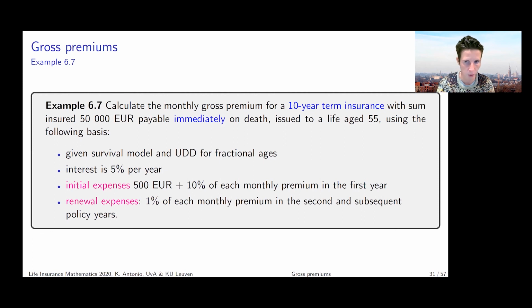Right, so again, in blue are the benefits, and in magenta I have information about my expense structure. I'm looking here at a term insurance, but the sum insured is payable immediately on death, so I need to work in a continuous time setting. The premiums are not valued continuously, but monthly. So I need to combine continuous time benefits with monthly payable premiums and expenses. That's a bit of the challenge here in the exercise.